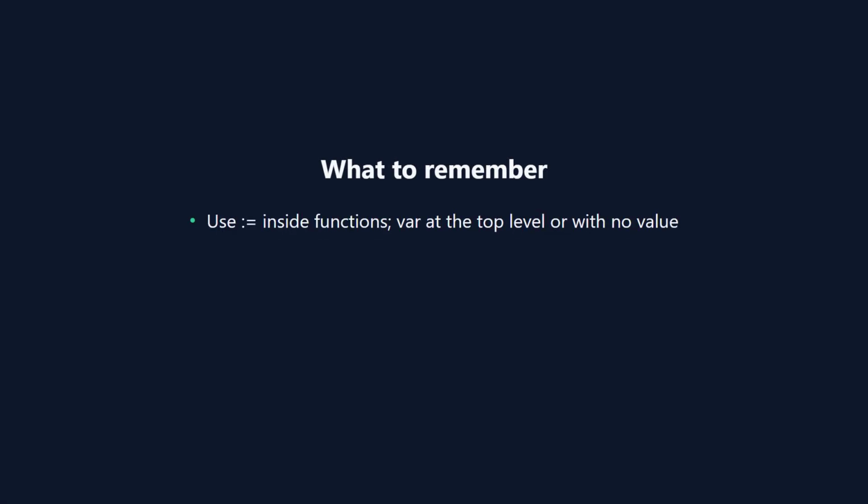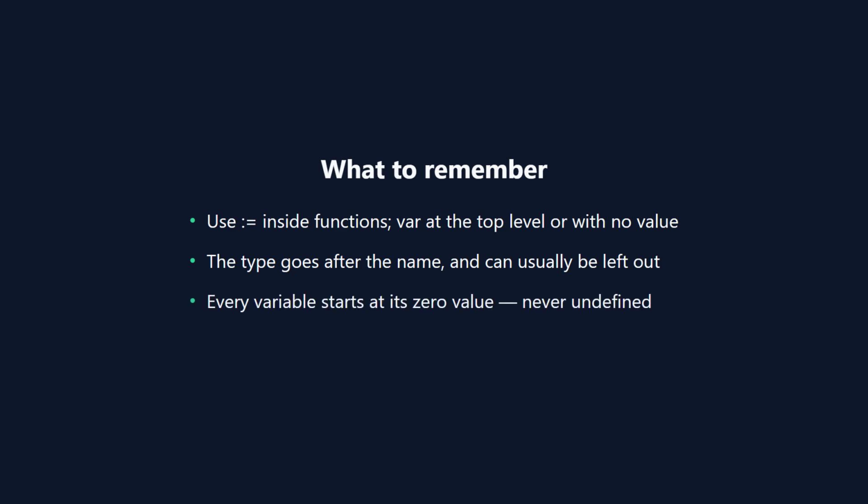4 things worth keeping. Use colon equals inside functions. Use var at the top level of a file, or when you want a variable with no value yet. The type goes after the name, and most of the time you can leave it out entirely and let Go work it out. Every variable starts life at its 0 value. 0, empty string, false. There is no undefined. And declare with colon equals, but change with a plain equals. Those 4 cover essentially every variable you will write.